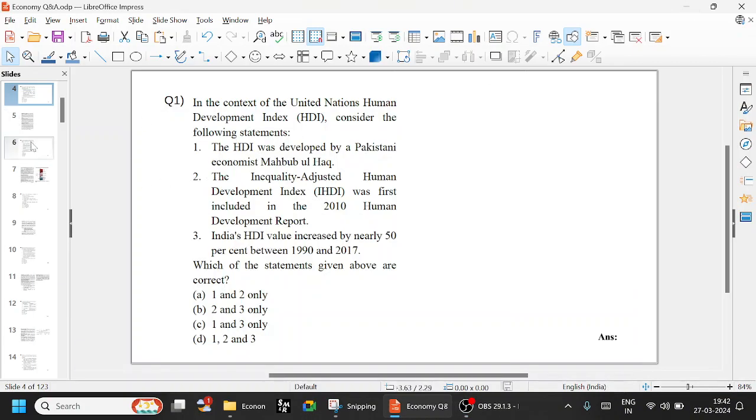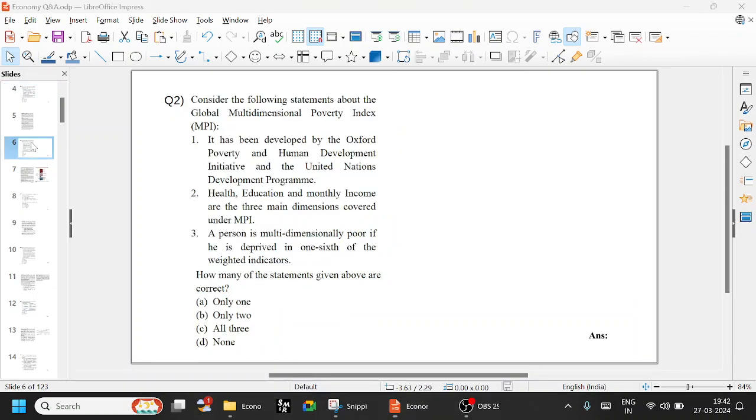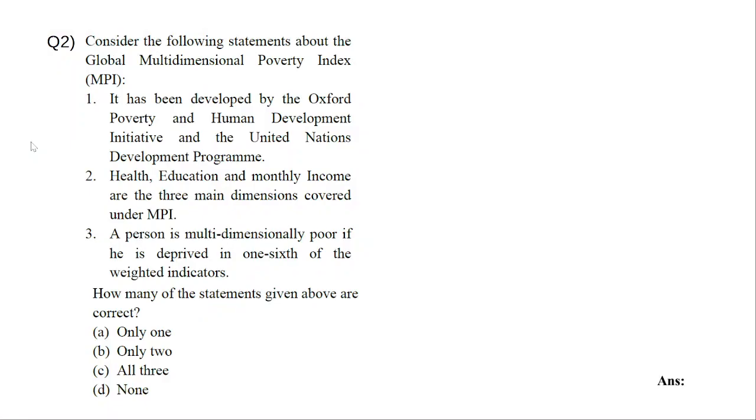Let us go to the second question. Consider the following statements about the Global Multidimensional Poverty Index. This MPI is very important, and questions are frequently asked. It has been developed by the Oxford Poverty and Human Development Initiative and the UNDP. Health, education, and monthly income are the three main dimensions covered under MPI.